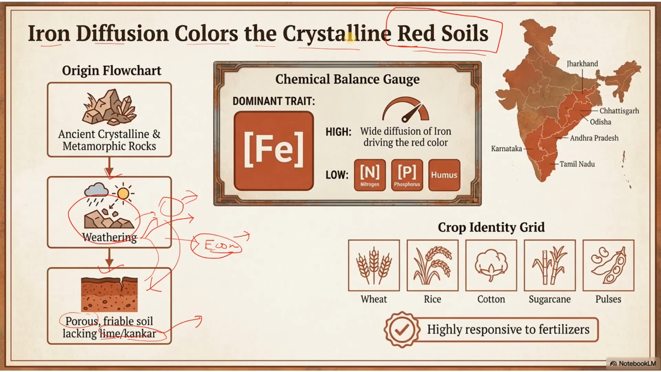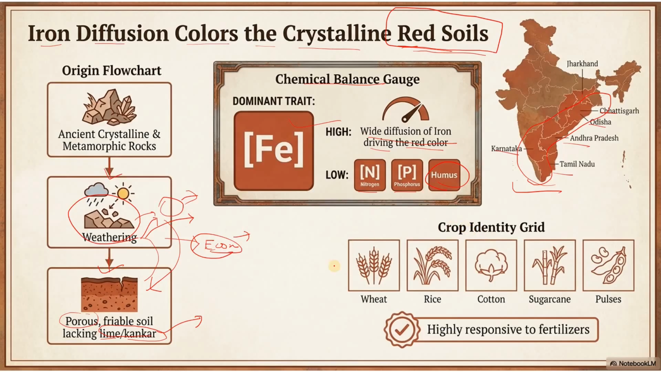Okay. Now, talking about the chemical balance of the soil, it has a high diffusion of iron driving the red color, and is low in phosphorus and humus. And where is it found? It is found in Jharkhand, Chhattisgarh, Odisha, Andhra Pradesh, Tamil Nadu, and Karnataka. These are the states where the soil has high iron content, and these are also called red soil.